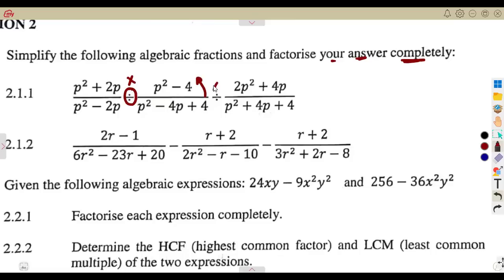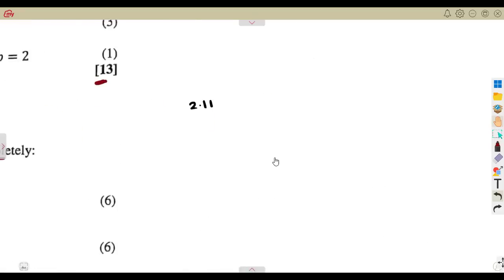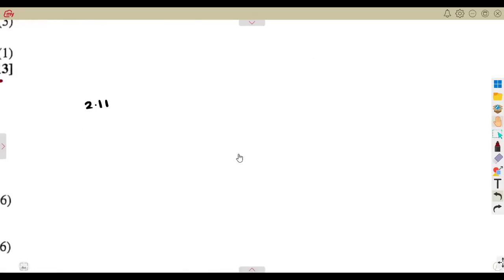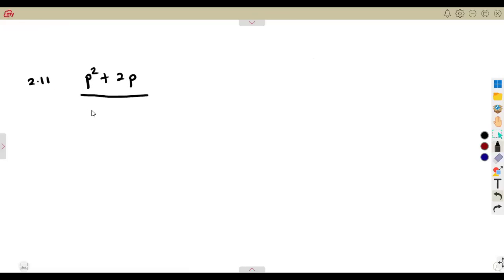Also here, there's a division, introduce a multiplication, then you invert the second fraction, that is, you interchange the fraction that follows after the sign. So meaning to say this part, I'm just going to rewrite as it is. All right, so that we can be together there. So the first part, I'm just going to write it as it is, which is p squared plus 2p, everything over p squared minus 2p.